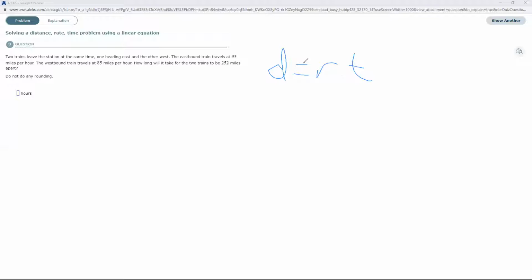So I've got two trains leaving one station. One is heading east, the other is heading west. Eastbound is traveling at 95 miles per hour. The westbound is traveling at 85 miles per hour. And we have a total distance of 252 miles.